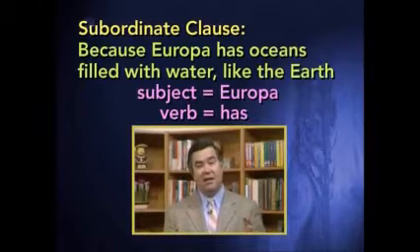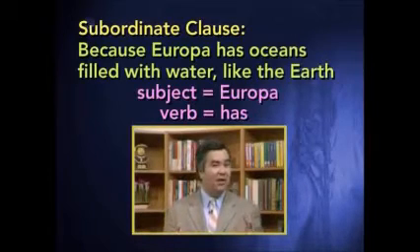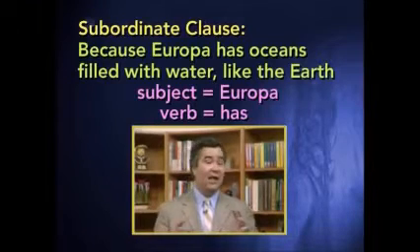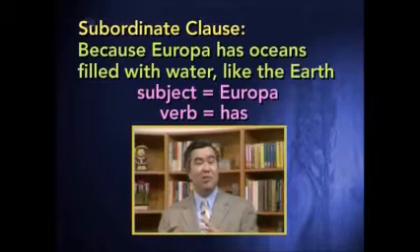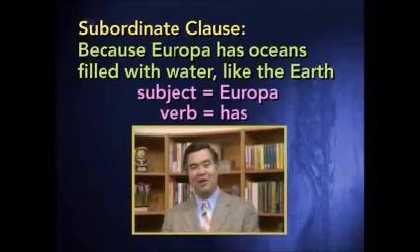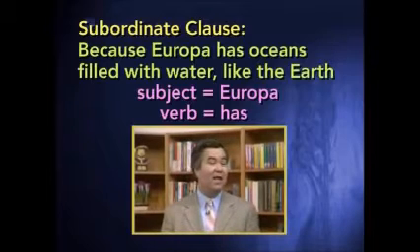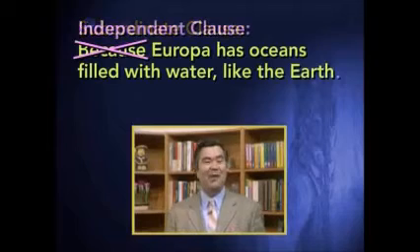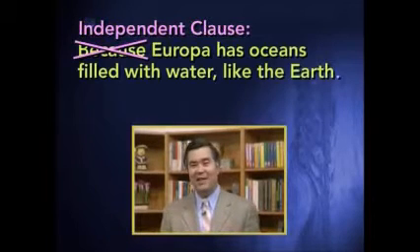This is a subordinate clause because it begins with the subordinating conjunction because. Notice that having the subordinating conjunction because there makes this into a subordinate clause. If you were to take away that subordinating conjunction, the sentence would become an independent clause. It could stand alone as a sentence.